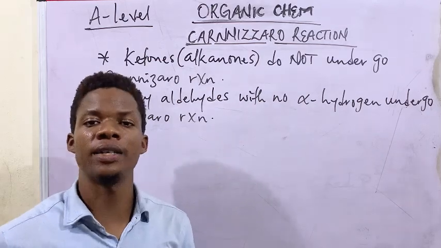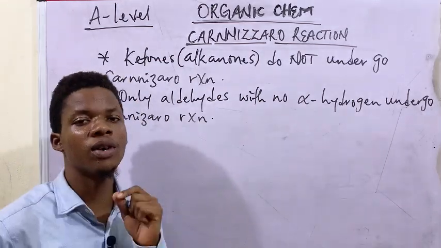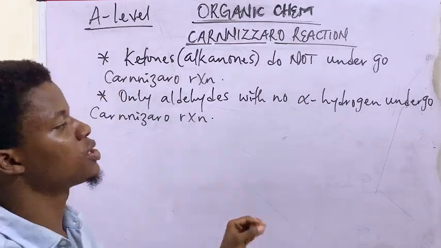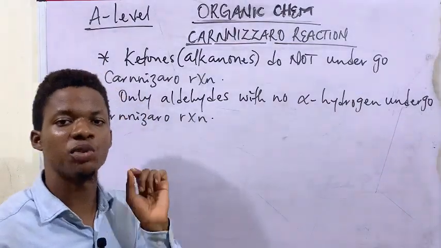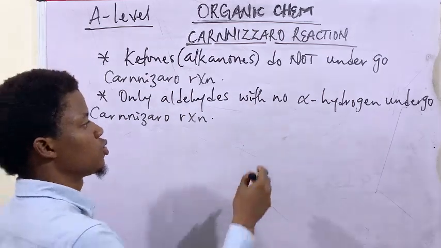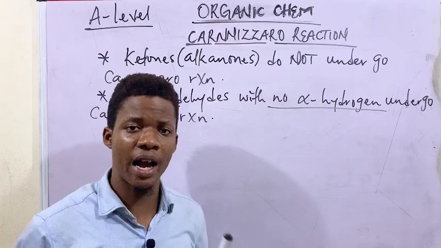However, not all aldehydes undergo Cannizzaro reaction. Aldehydes that undergo Cannizzaro reaction are aldehydes with no alpha hydrogen. So, no alpha hydrogen. Now, what is alpha hydrogen?